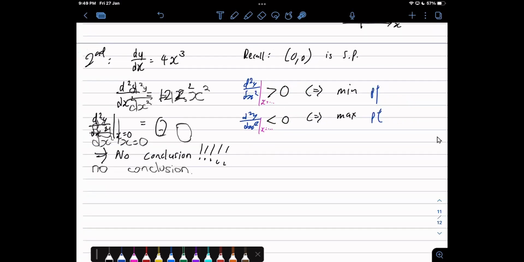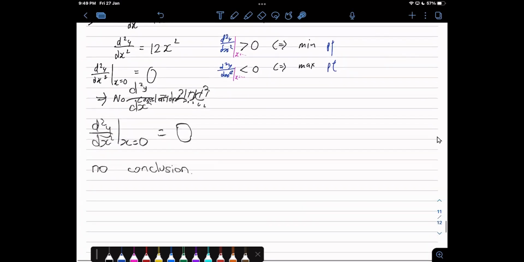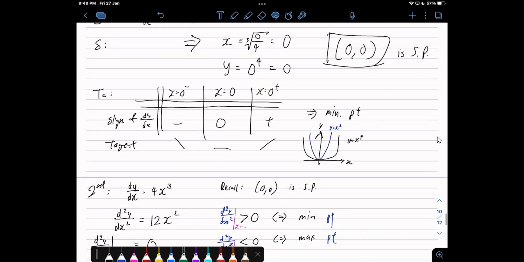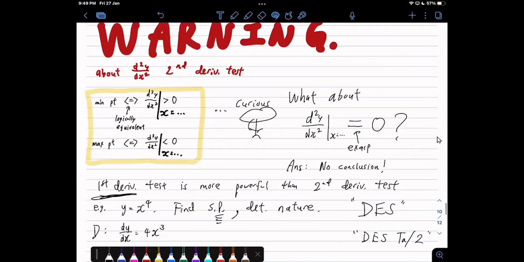For d2y by dx squared, the second derivative test: equal to 0, no conclusion. But practice both ways. Okay, that is so long-winded. I'm so sorry for taking so much time.